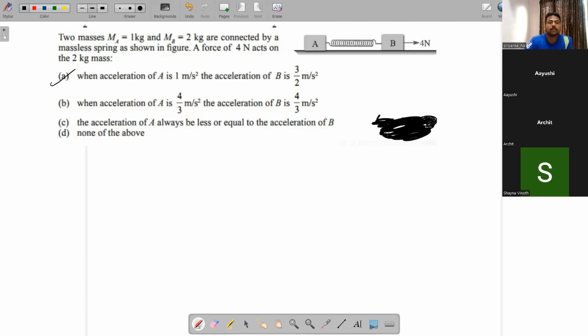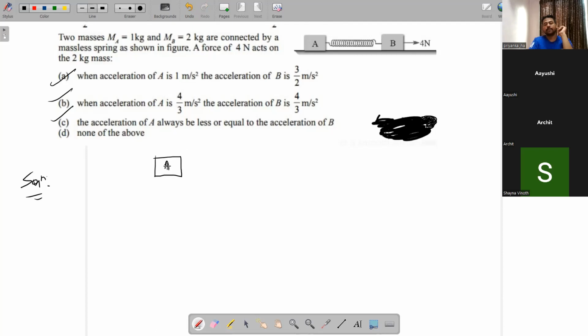The answer is ABC. How or why so? I'll explain it. See, mass is given. One force of 4 Newton is acting on this body. Okay, now let's check the first option, when the acceleration of A is this. Now see, draw the FBD of A. First you draw the FBD of A.